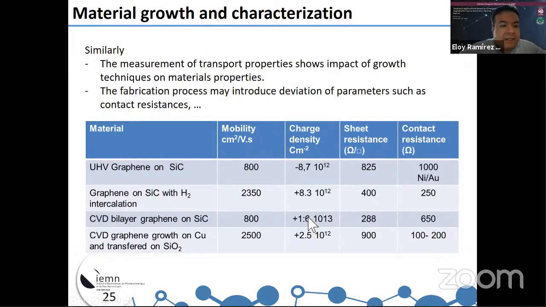There is an interesting effect there or result you have presented. For instance, there are different substrates here where graphene is grown. What is the physical reason that the mobility for graphene on silicon carbide with H2 intercalation has a better mobility than the rest of the substrates?